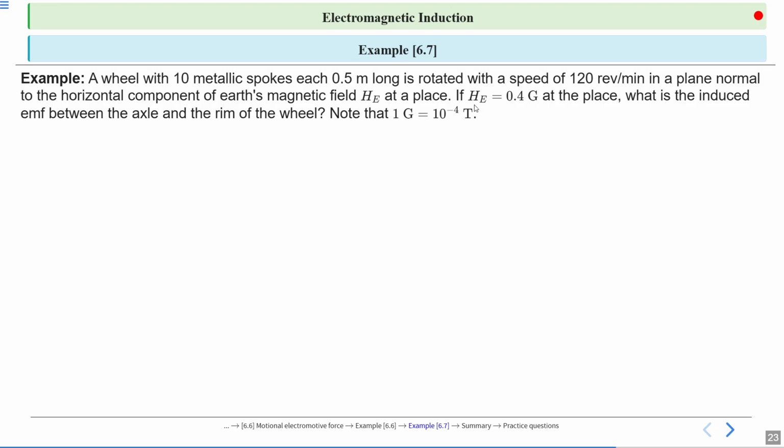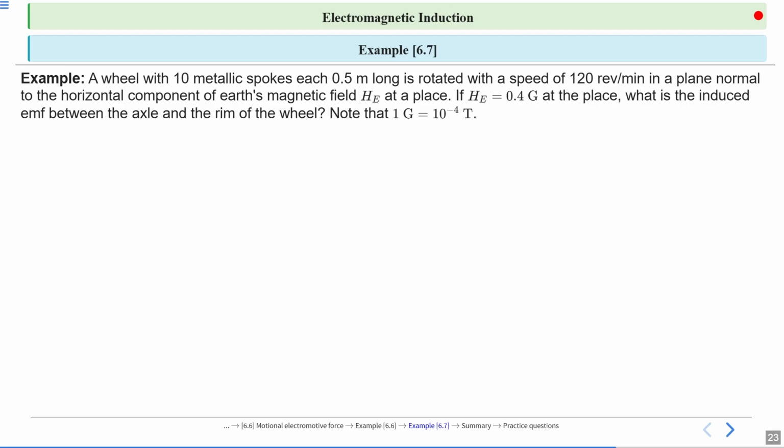So horizontal component of Earth magnetic field is present here, which is given by 0.4 Gauss. 1 Gauss is 10 raised to minus 4 Tesla. Okay, it is also given in the question. So what is the induced EMF between the axial and the rim of the wheel? Rim is the outer circular path, the circumference of the wheel. Axial is the center of the wheel. So between the center and circumference.